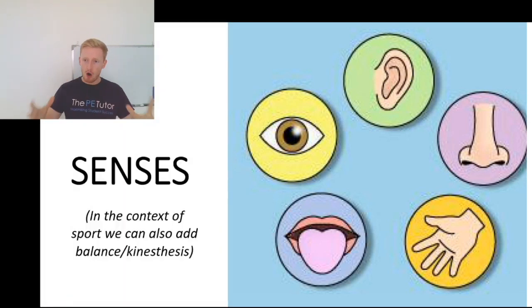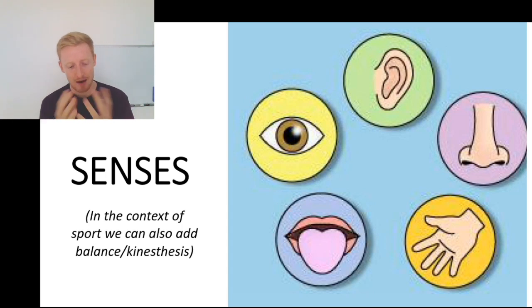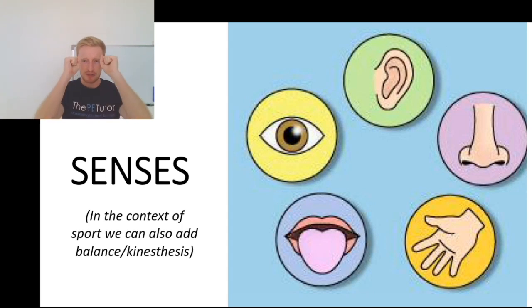Okay, we've got these 5 sense organs around our body. We've got our eyes, our ears, our nose, our mouth, and our touch. So our sight, our hearing, our smell, our taste, and then our feeling. Okay, our touch, our tactile sense. And we have these 5 sense organs in order to collect data from around our body.